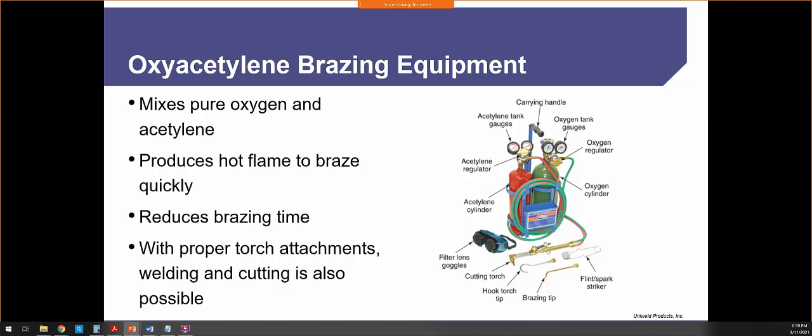If we need a hook torch tip, we get a flame that really comes around about halfway to three-quarters of the way around a piece of copper, so we're getting a nice equal flame. And in order to start everything on fire, we need to use a little striker right here. It's a little flint piece that's inside there. It creates a spark and we're able to light the gas.